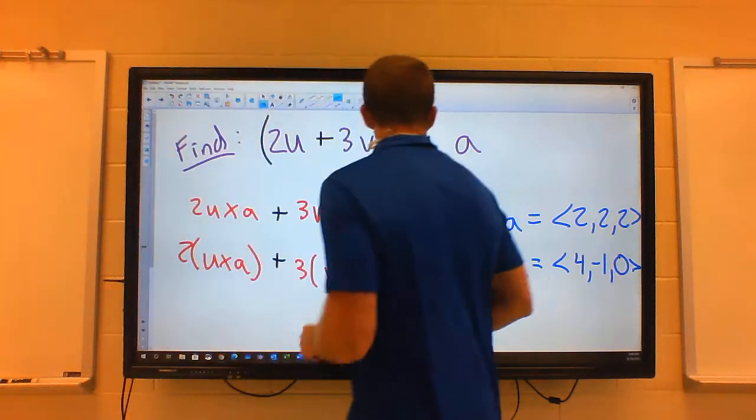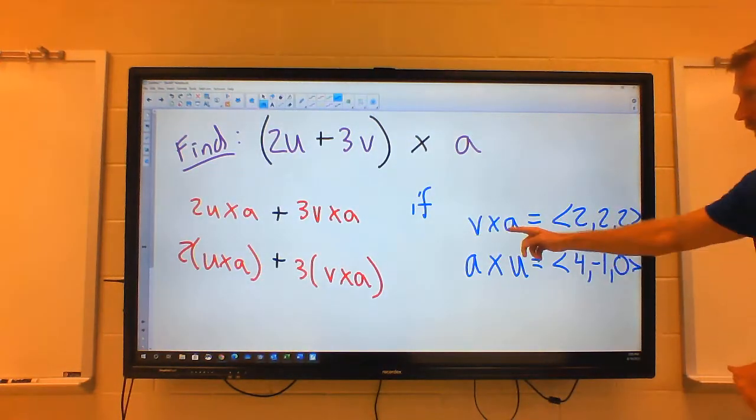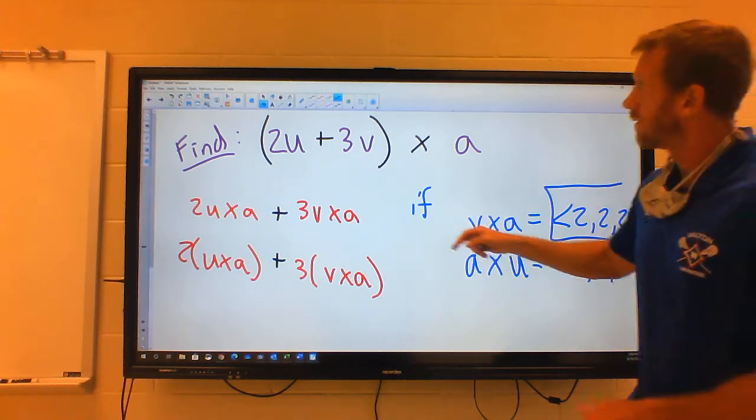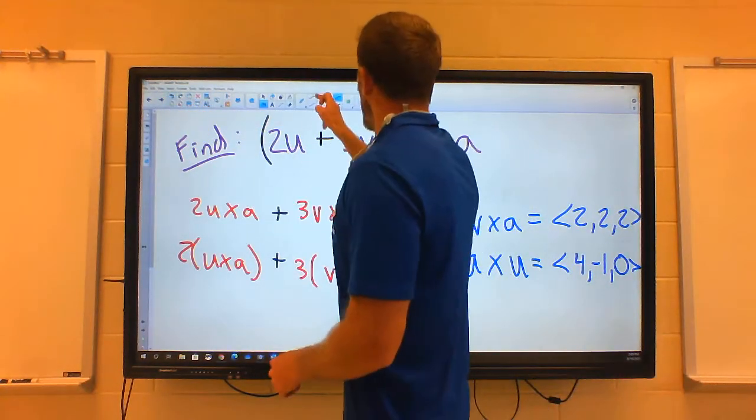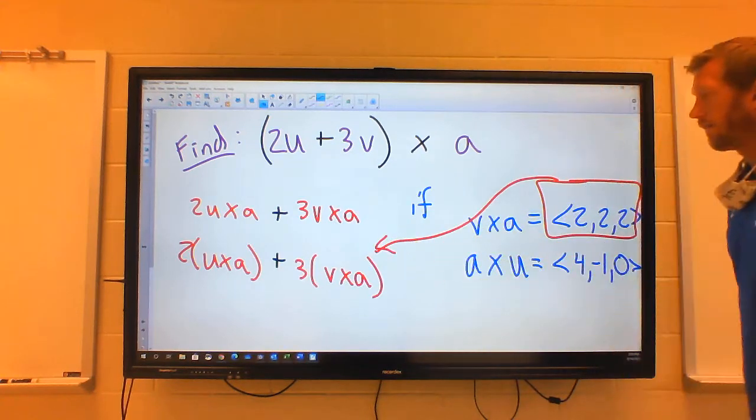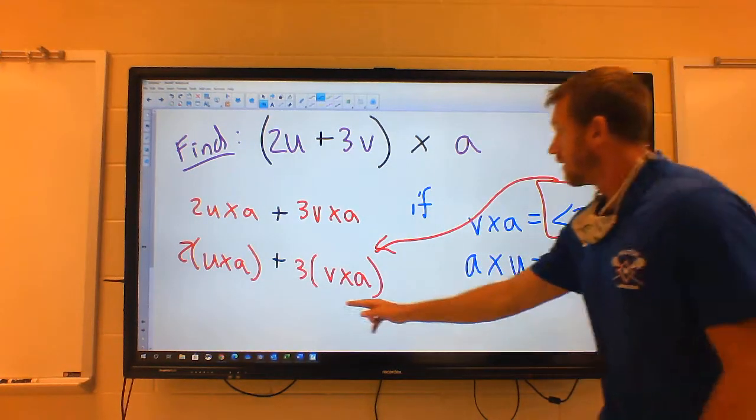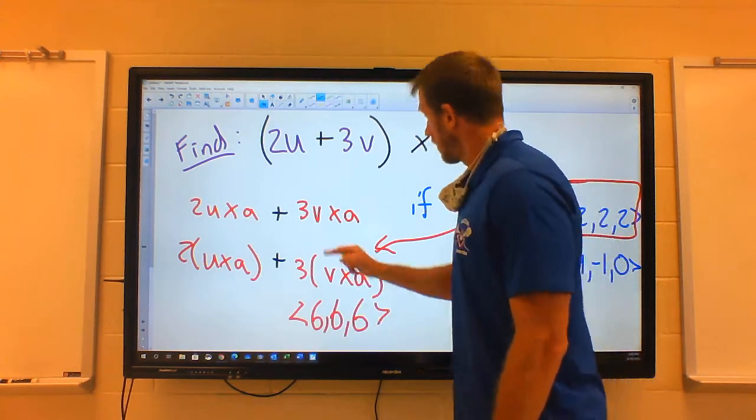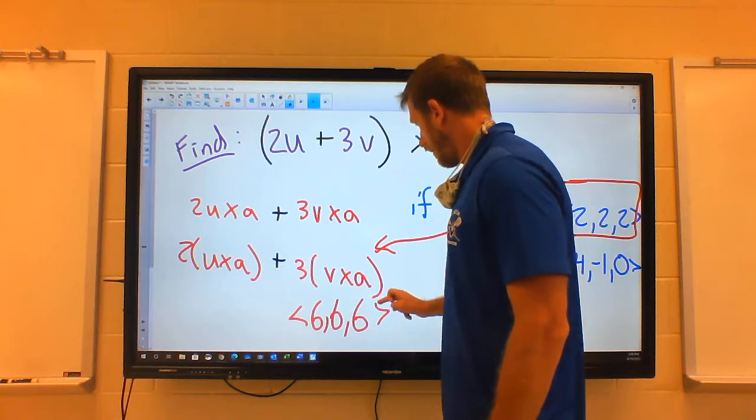All right? V cross A. Oh, dang, that's awesome. I actually know what V cross A is. That goes right there. 2, 2, 2. So this is 6, 6, 6. Hopefully I do not get smitten.